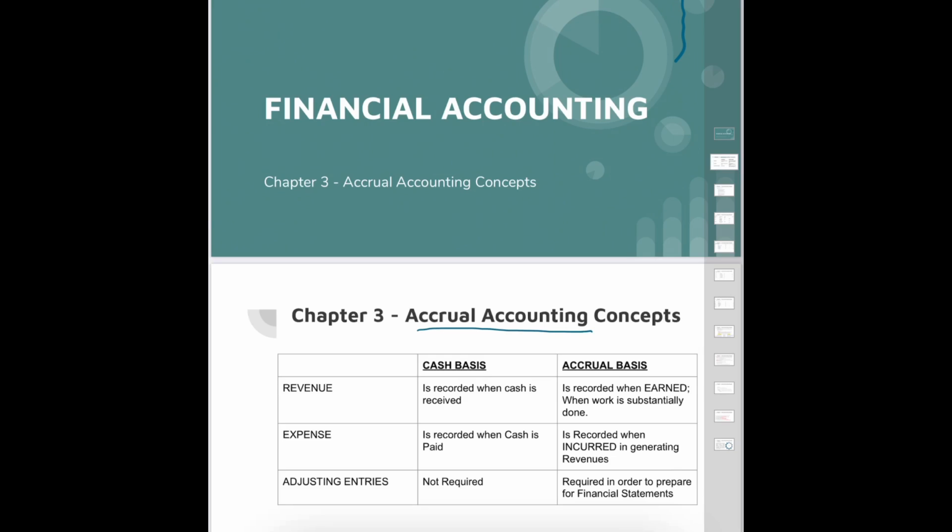Whenever the cash is received, the company will record revenue. Whenever the cash is paid, the company will record expenses. That is cash basis. But in accrual accounting, the cash is not important. The transactions are recorded in the periods in which the event occurs. So the event is important in accrual accounting.